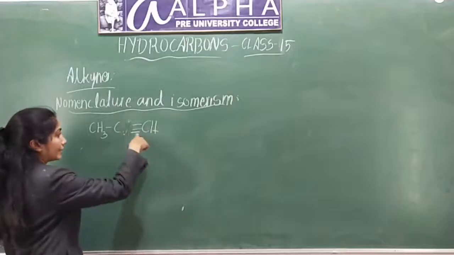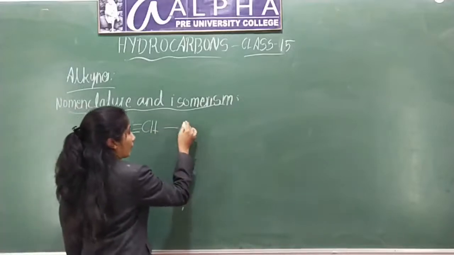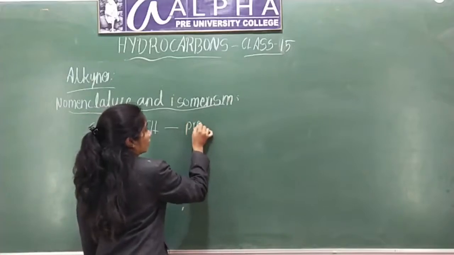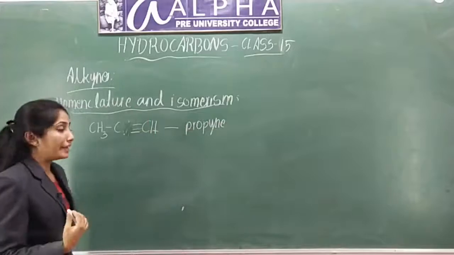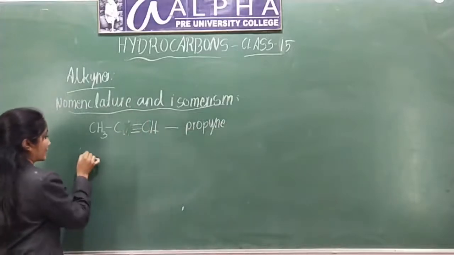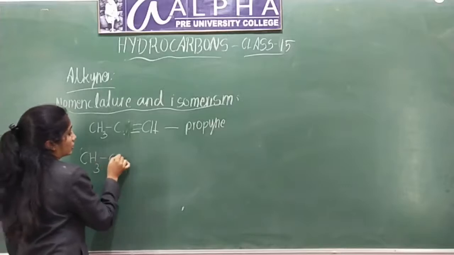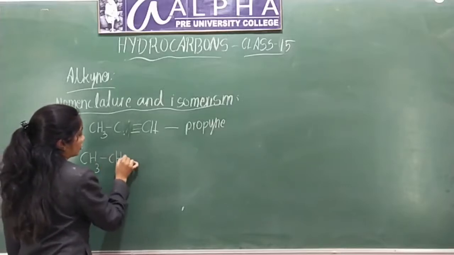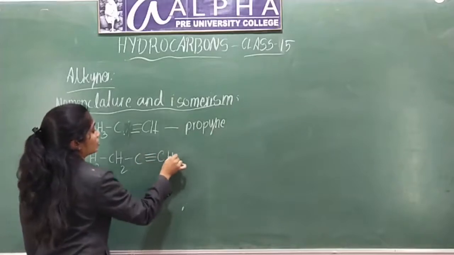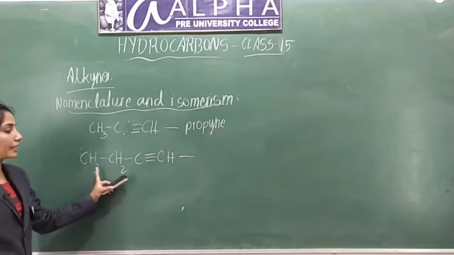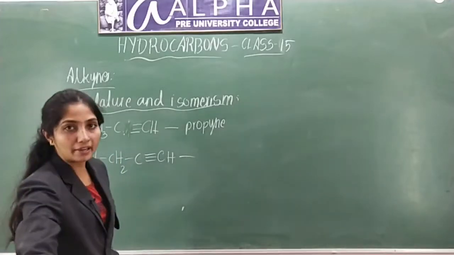It contains 3 carbon atoms. Root word is prop and the IUPAC name is propyne. Okay, if I take one more carbon atom extra like CH3, CH2, C triple bond CH, what is the name of this compound? How many carbon atoms are there? 1, 2, 3, 4. 4 carbon atoms are here.